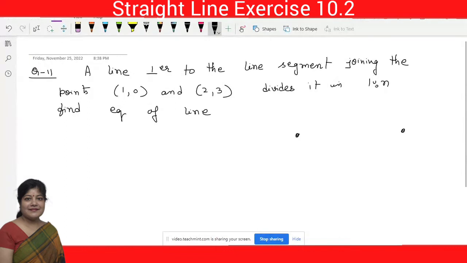A line perpendicular to the line segment joining the points (1, 0) and (2, 3) divides it in the ratio 1 is to n. Find the equation of the line. Sorry, there are 2 points.